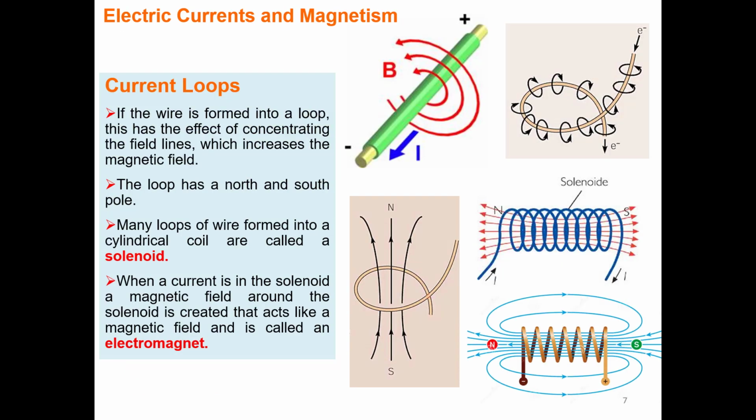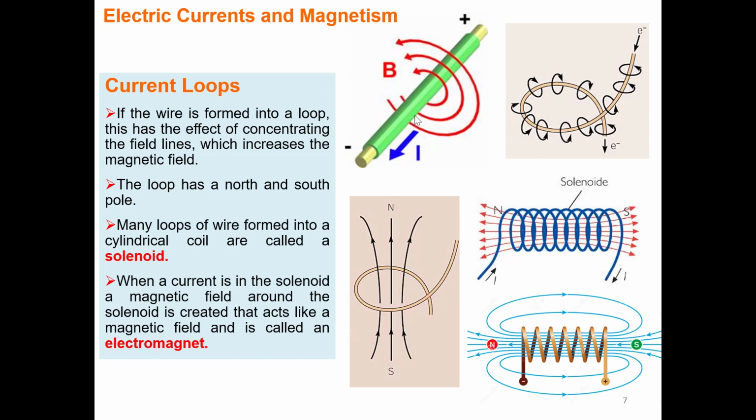Oersted's observation was the base of the electromagnetic effect. Let's see what the electromagnetic effect is. As we already said, when current flows through a wire, it creates a magnetic field, as we represent in this picture.